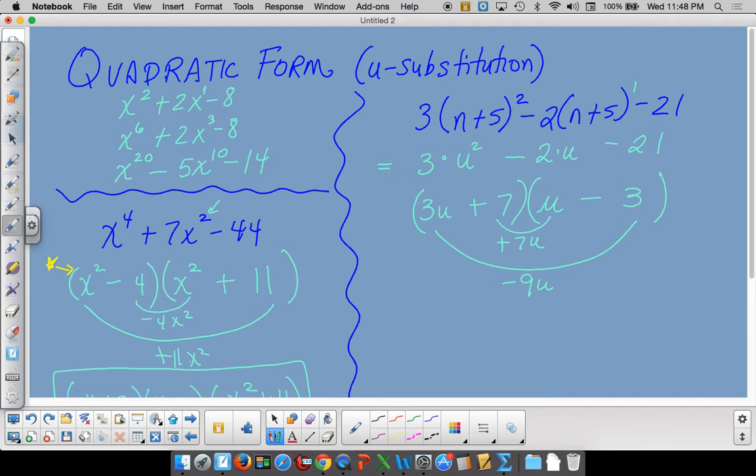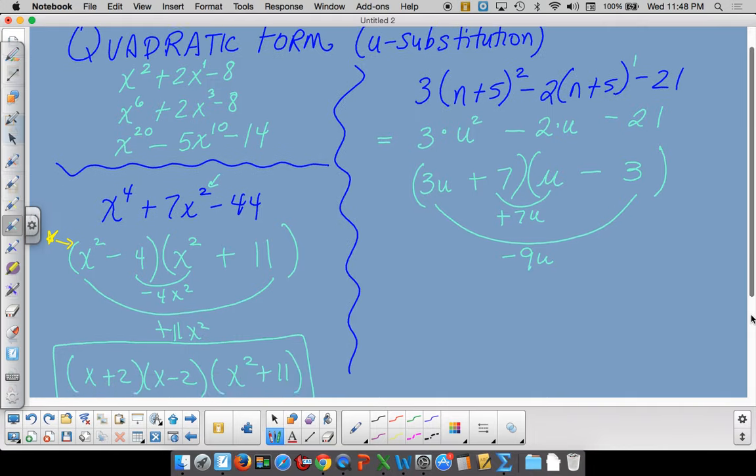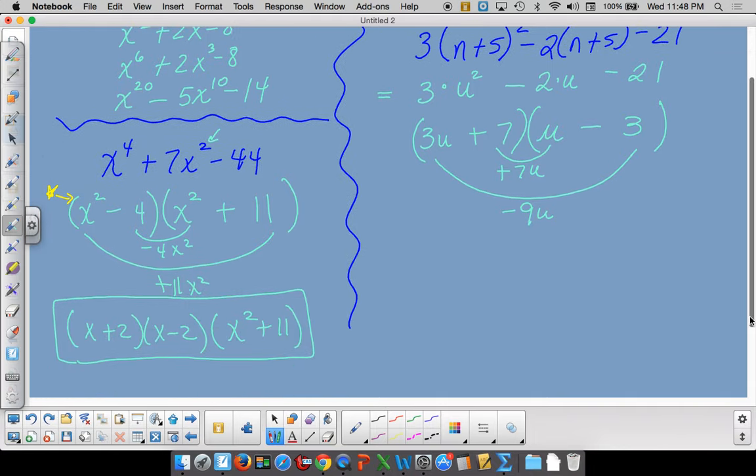Now, the question is, are you done? And the answer is, of course, no. We substituted that in. We replaced those quantities with u so we could find it easier to factor. But now we got to take it back to where it came from. So now we have to go back and go, oh, okay, I have a 3, but instead of a u was really n plus 5. So now I have 3 times n plus 5, and then of course my plus 7.